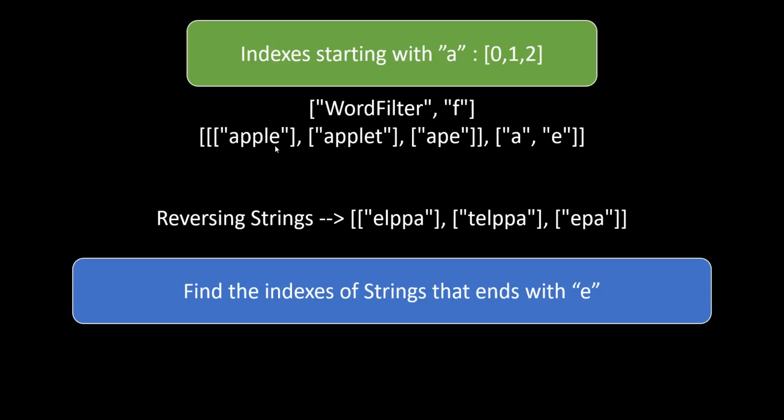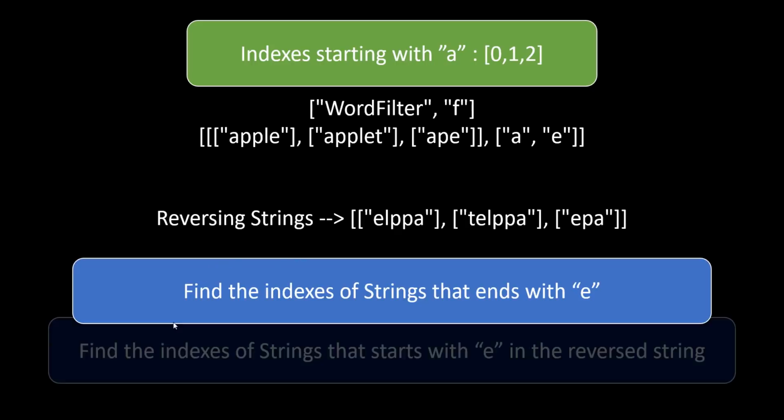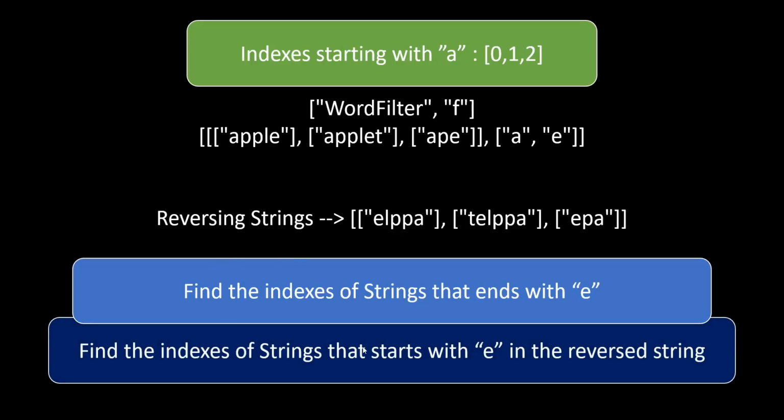So if I wanted to find the word ending with E and I am storing the last letter in the first position, I can simply check the first position whether it is starting from E or not. And that's the logic behind this string reversal. After reversing the strings, this question becomes easy, because now I need to find the indexes of strings that start with E for these reversed strings.